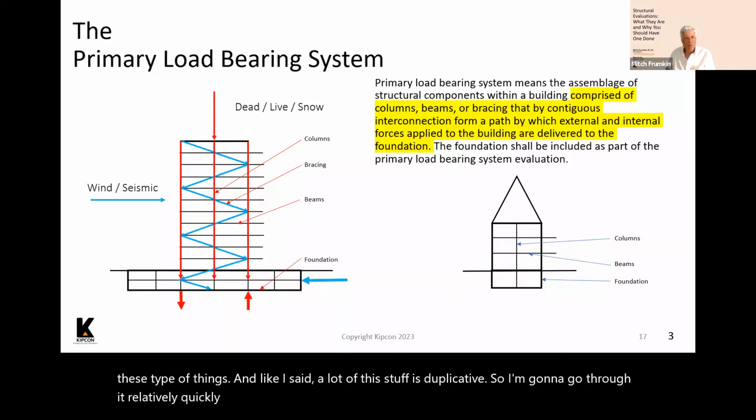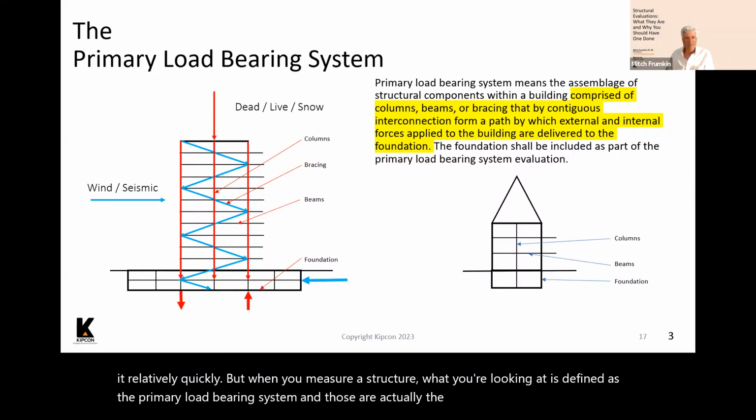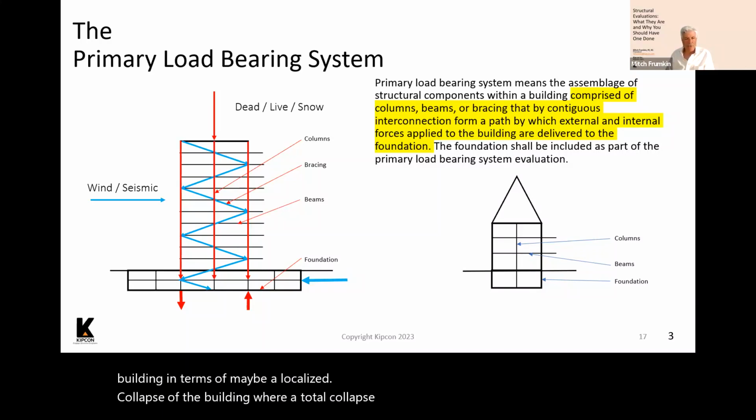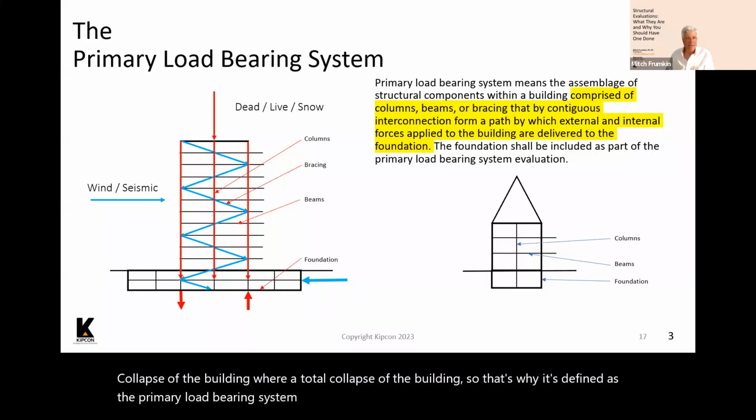But when you measure a structure, what you're looking at is defined as the primary load-bearing system. Those are the parts of the building that, if one of them disappeared or rotted away, could have an impact on the building in terms of maybe a localized collapse or a total collapse of the building. So that's why the primary load-bearing system is what the inspections are based on in the public policy.